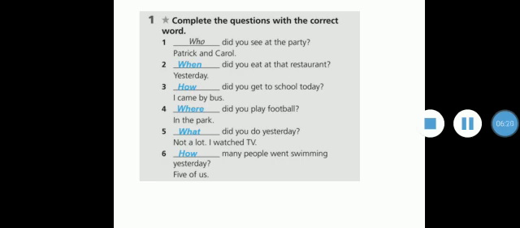Number 4, where did you play football? In the park. Where we use it to ask about the place. السؤال عن المكان. What did you do yesterday?